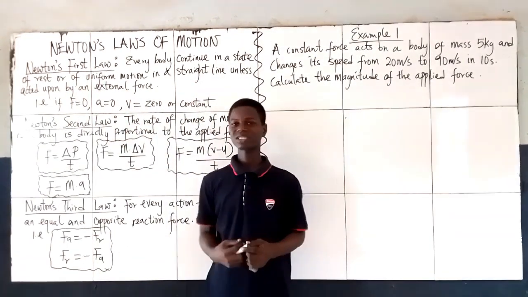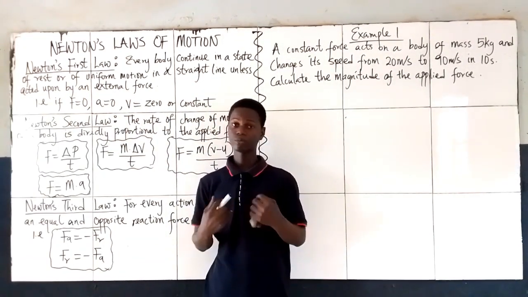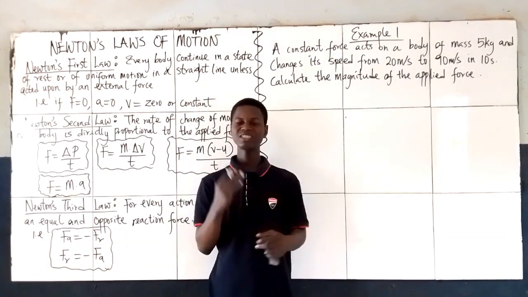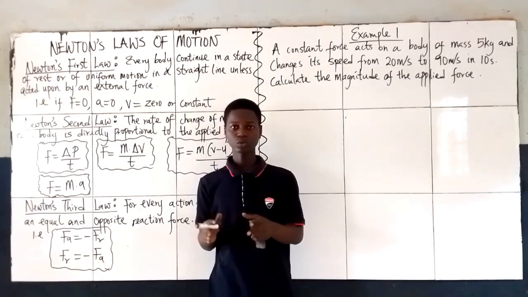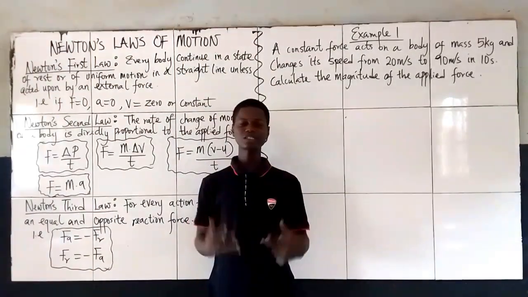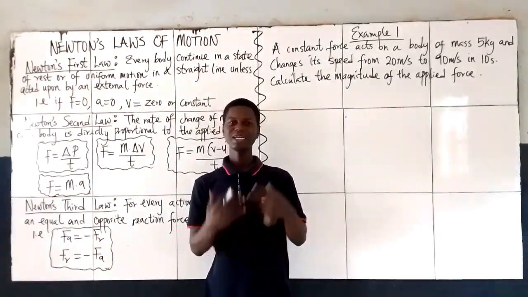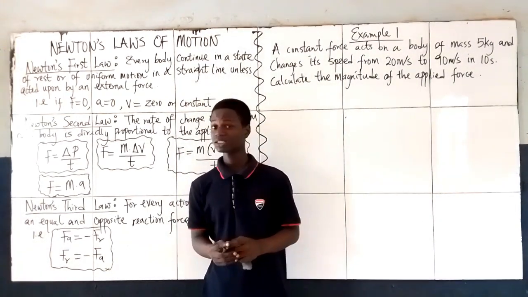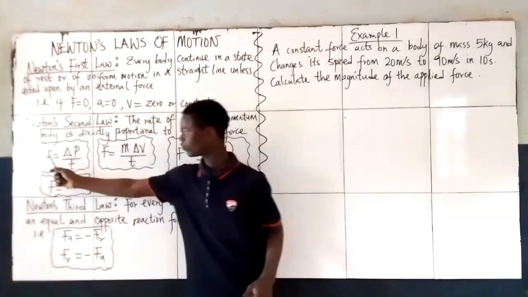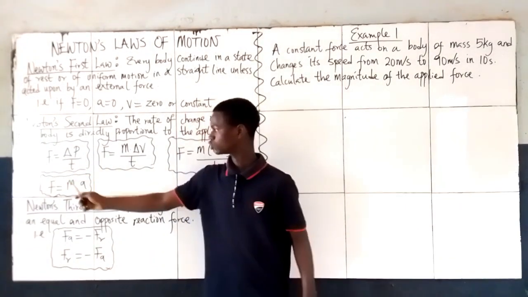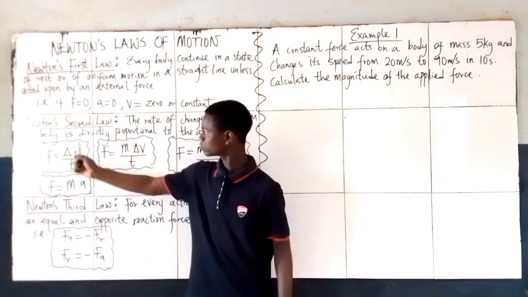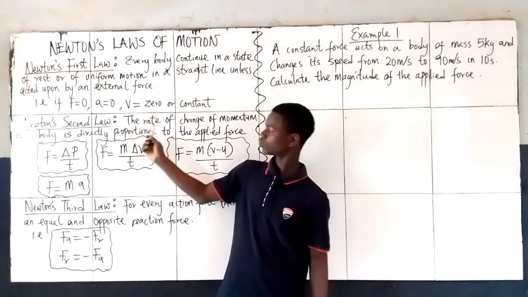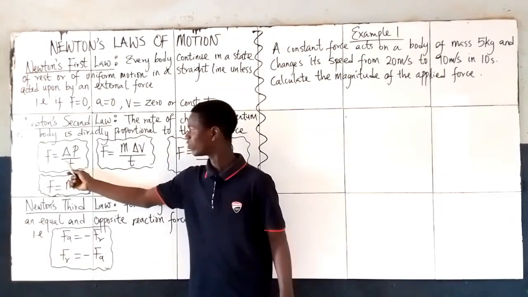Now, Newton's second law says that the rate of change in momentum of a body is directly proportional to the applied force, provided this takes place in the direction of the force. If we express that mathematically, that will give us force is equal to change in momentum over time. This is what they meant by rate of change of momentum. This is change in momentum, and the rate of it is the reason why you have over time.